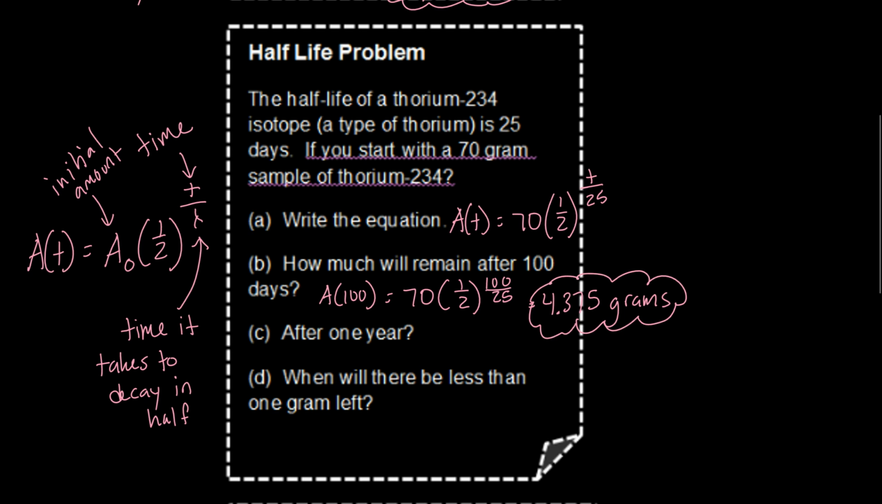And this makes sense, right? Because this means every 25 days, the sample is cut in half. So after 25 days, our sample size goes down to 35. Then after another 25 days, it goes down to half of 35, 17.5. Then after another 25 days, it gets cut in half again and again.